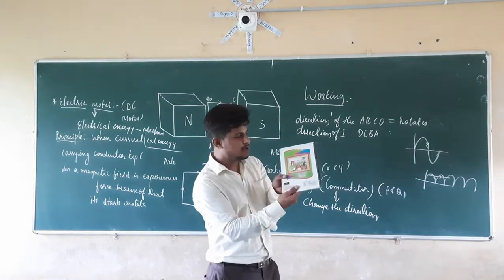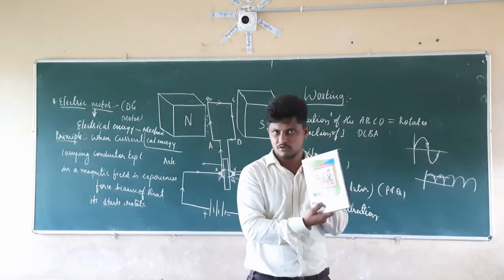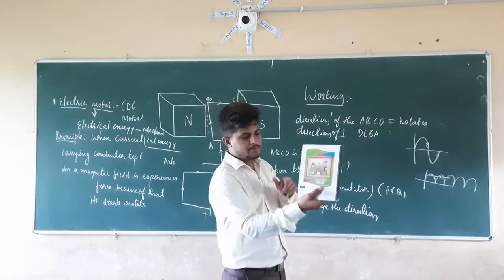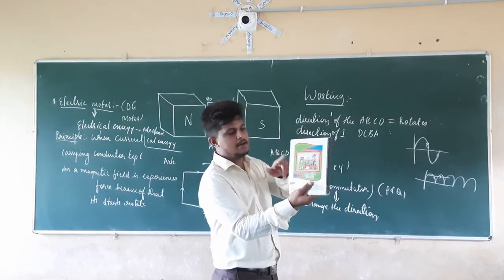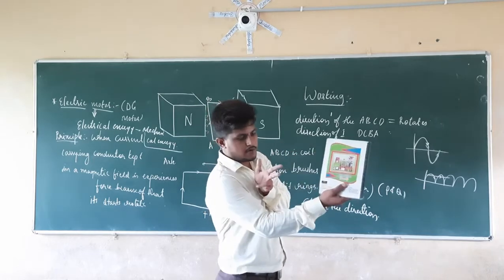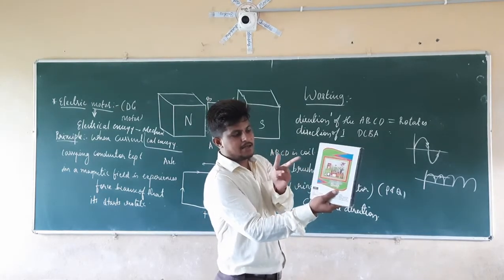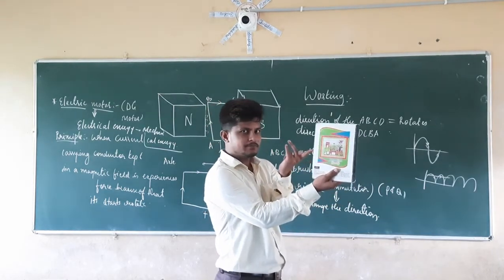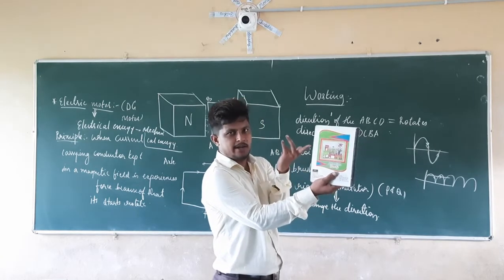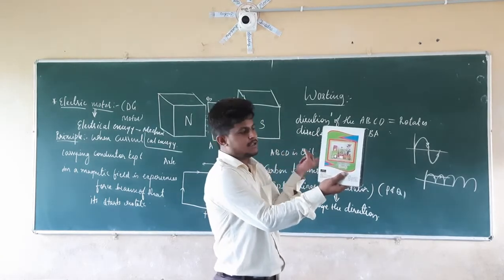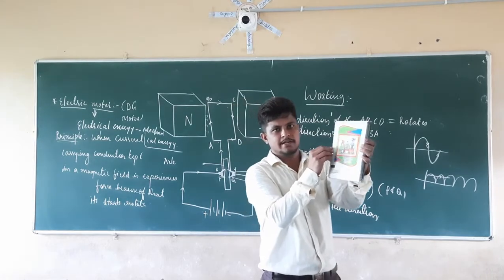So again here we are going to apply Fleming's left hand rule. When you apply Fleming's left hand rule again, the direction of the magnetic field is from north to south, and the direction of the current is the upward direction. So what is the direction of the force here? Again inverse. So again it is going to rotate like this.